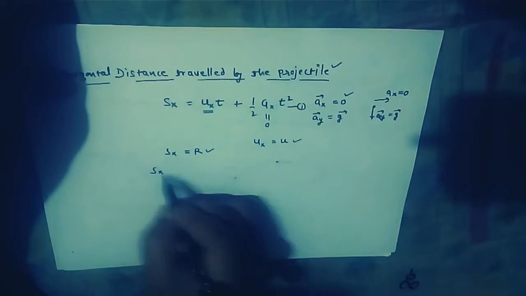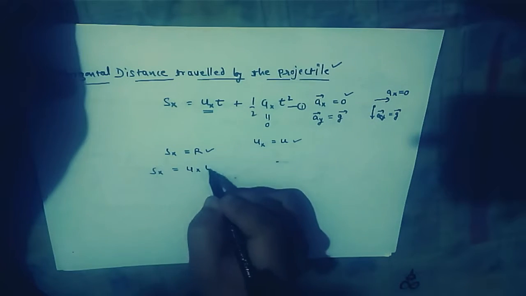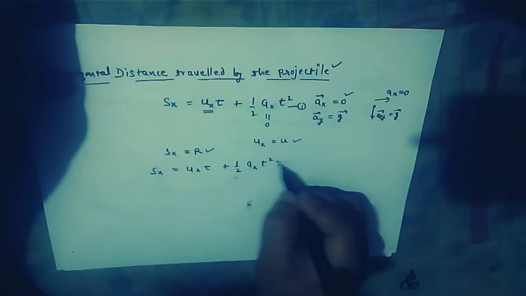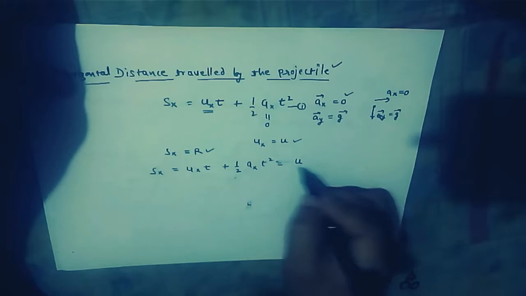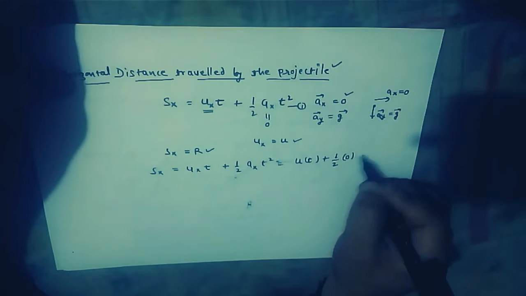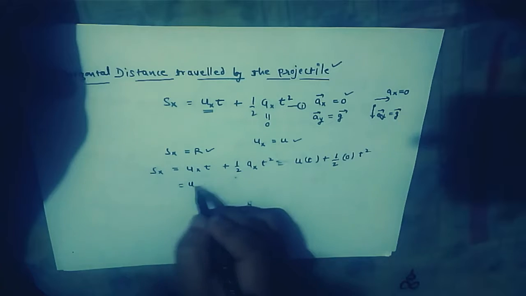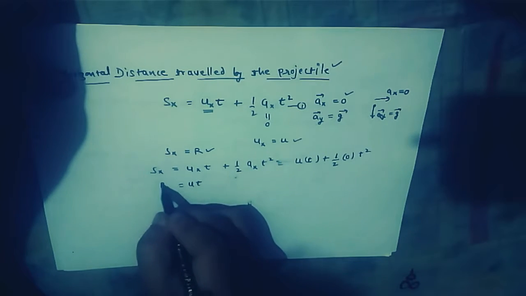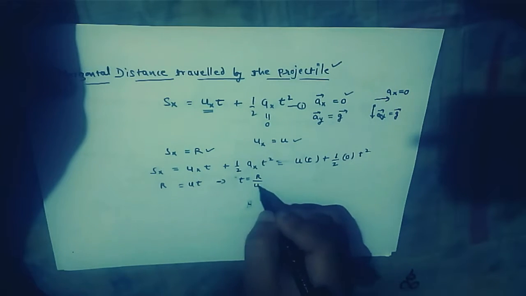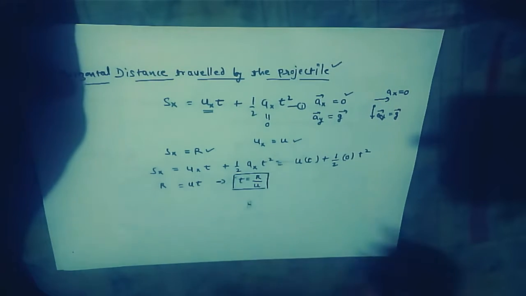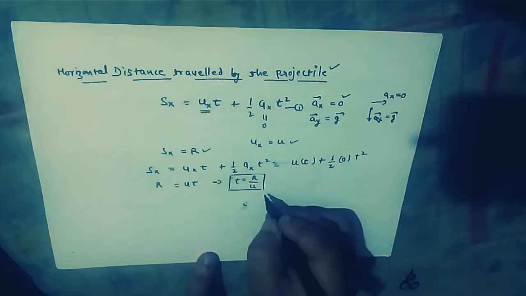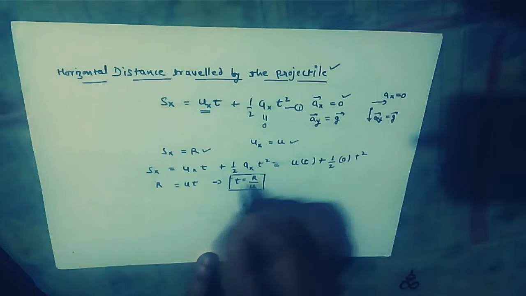So what is sx? sx is ux t plus half ax t square, which is nothing but ux is u, t is t, plus half ax is 0 times t square. So that would be u t, and sx we know is r. So what is t then? t is equal to r upon u. That is the total time the body has taken to travel a distance r along the x-axis.